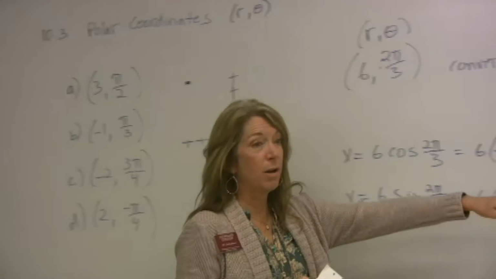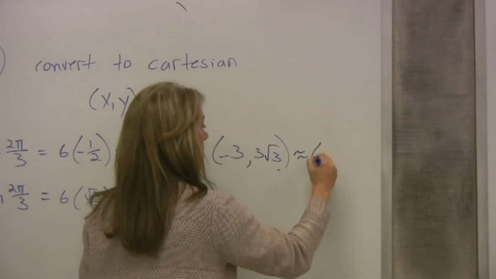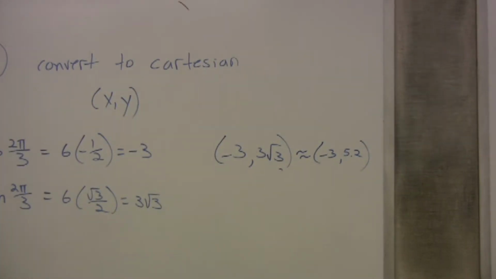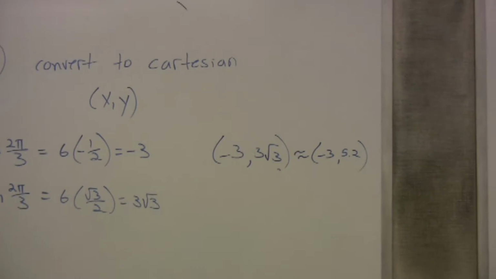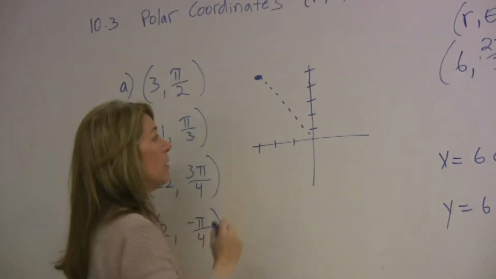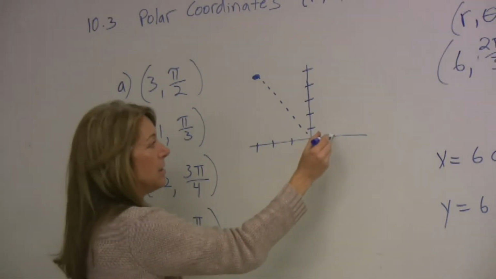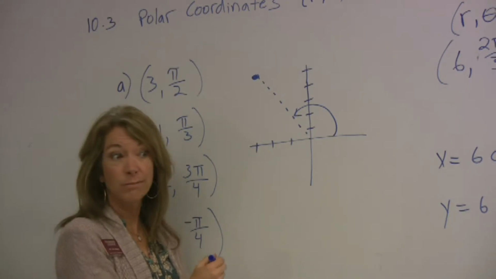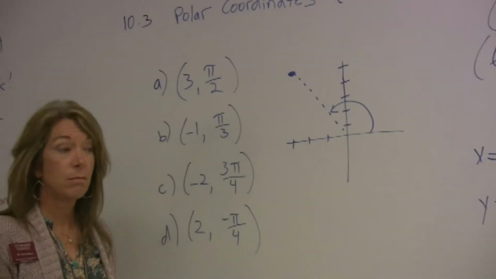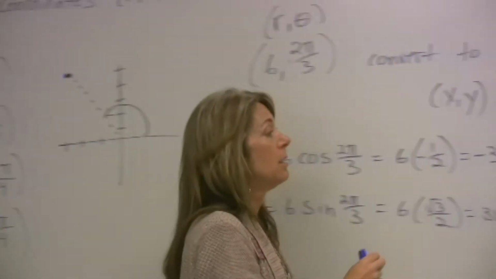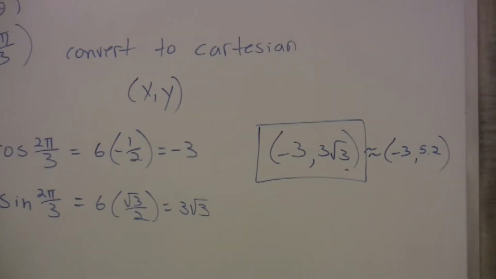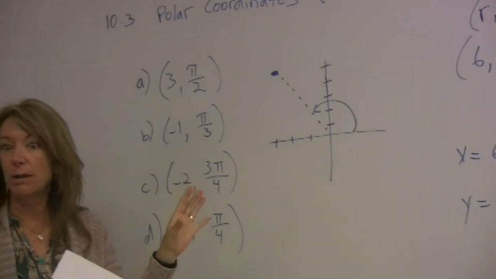I just plotted this point. I went over -3 and up 5.2. So when I'm trying to plot them, I change them into decimals so I can find them. If we look at that angle, does this angle look to be about 2π/3? And this distance looks to be about 6. So we took this polar and changed it to Cartesian. You don't always have to plot it, but I'd like to. I at least like to check the signs to make sure I'm in the right quadrant.